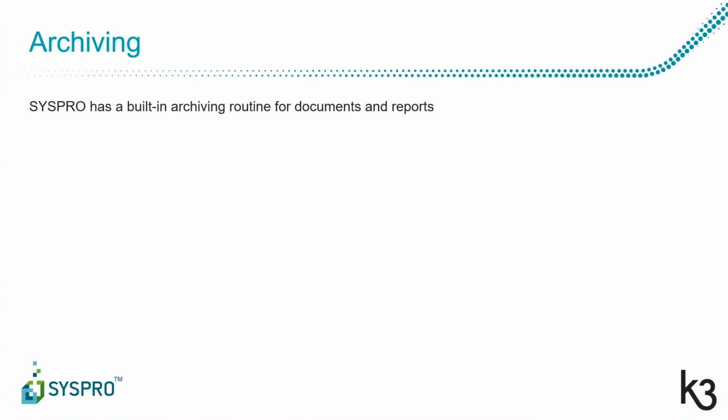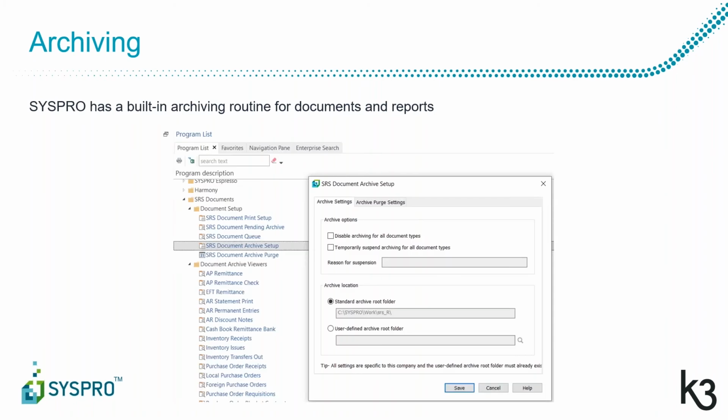Okay, archiving. This is a very useful tip for you all inside SYSPRO because it's not typically taken up. People use Automail perhaps to do this task, which I've done in the past, but SYSPRO also has its own archiving features both for reports and documents. To set that up, you go to the SRS document setup folder in the program file, and then you can set the archive root folder. So where do you want to actually store these documents? You can store it in the standard one or a user-defined folder. Then within that folder, it'll create an archive folder for each company, and then for each type of document, etc.